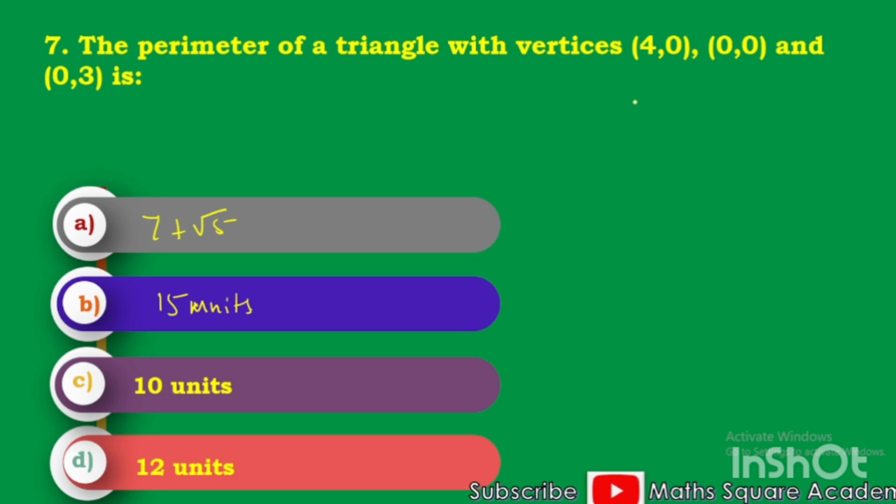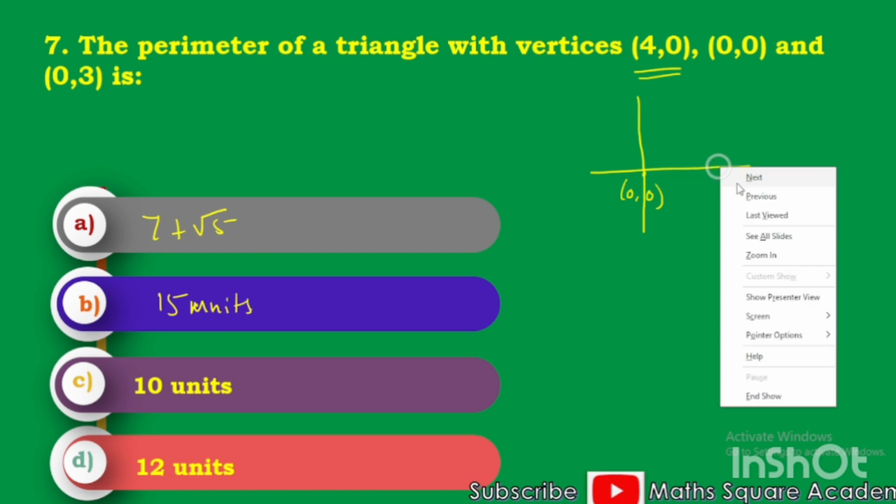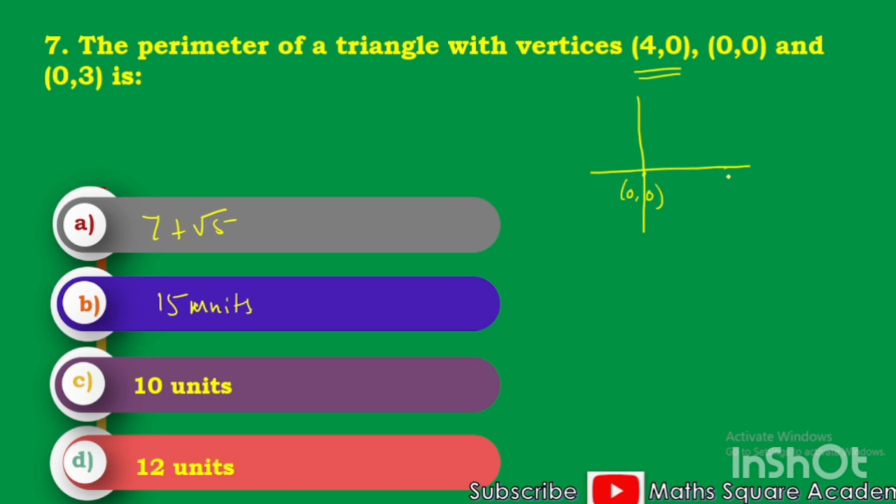So assume that this is the graph. This is the center, that is O, 0, 0. The first point is 4, 0, which lies on the x-axis. And 0, 3 is on the y-axis. So this length up to here is 4 units, and this will be 3 units up to here. Okay, so this is the triangle that is created.